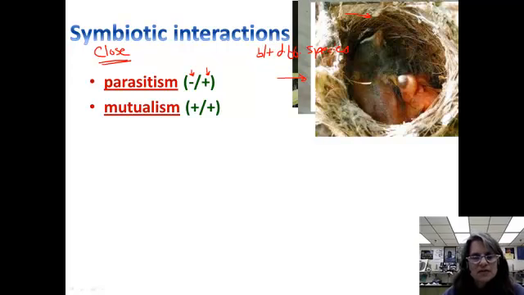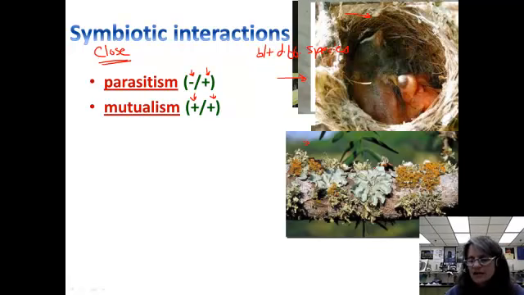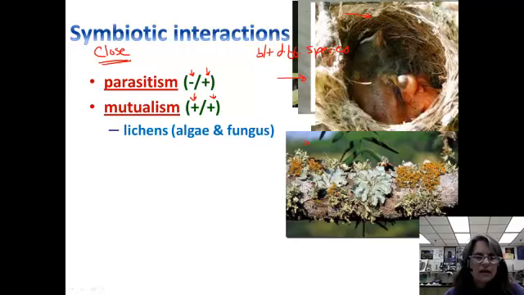Now, mutualism, on the other hand, both species benefit from this relationship. Both species. In this case, these cattle egrets are eating parasites, insects, and things off of the oxen, and so the oxen get cleaned, the birds get food, and everybody benefits.